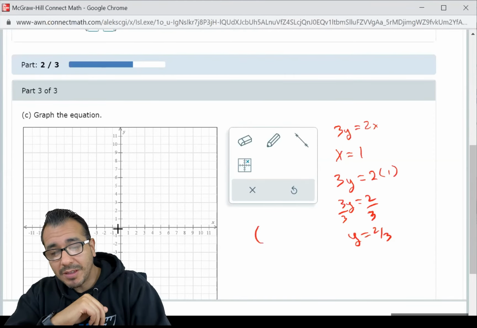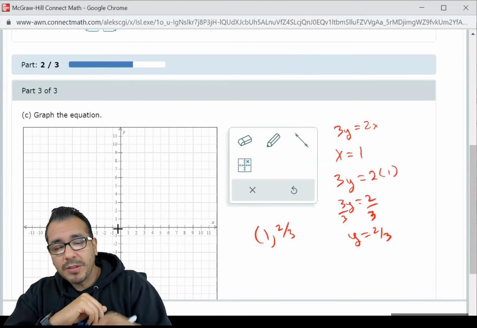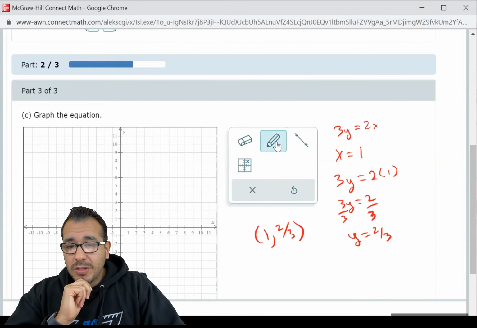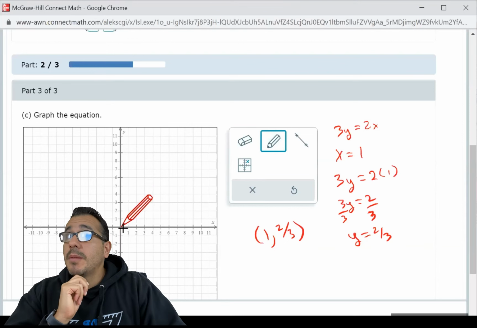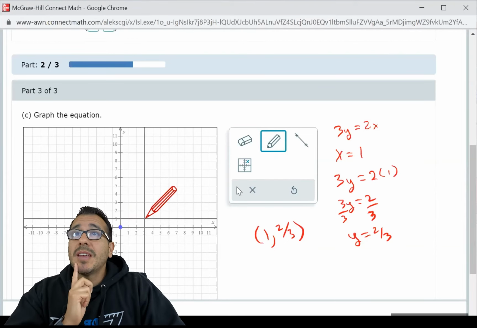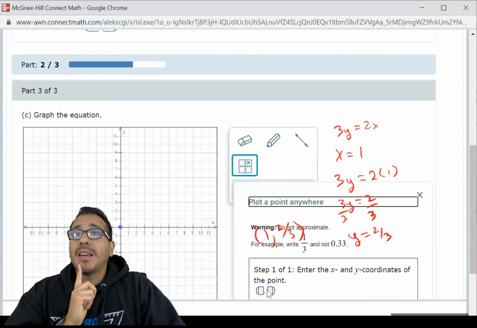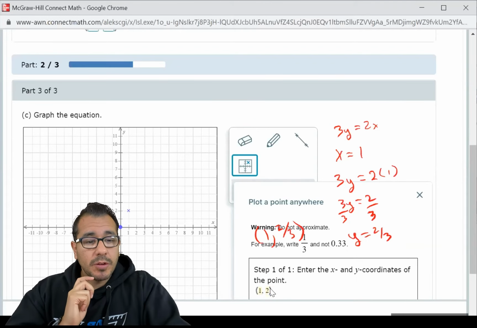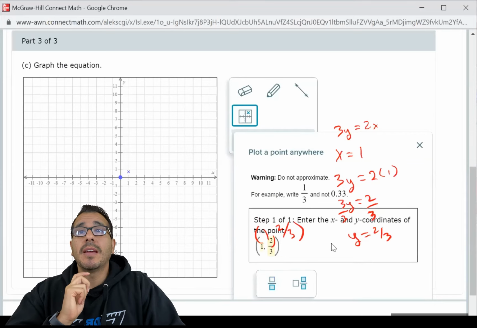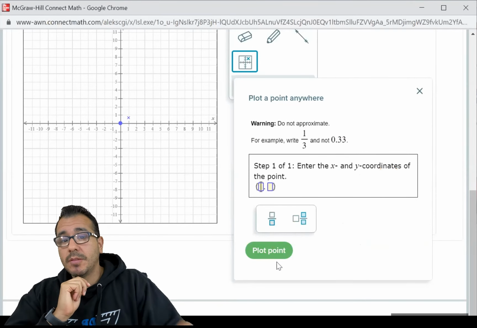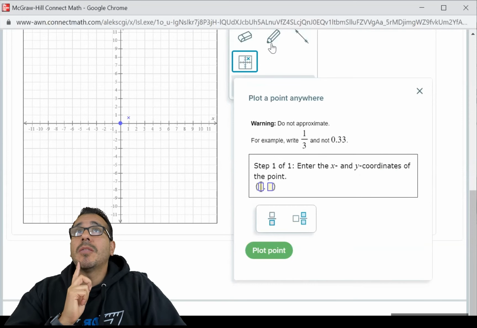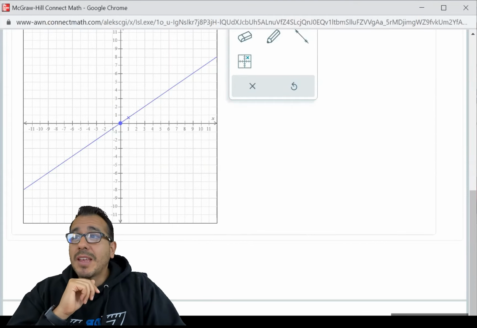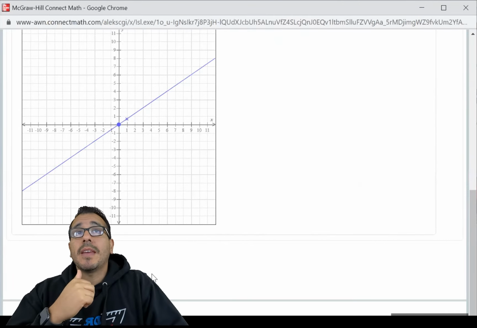So the point we just found is 1, 2/3, and we're gonna need that second point in order to graph this. All right, so let's go ahead and plot these points. So the first point was the origin, 0, 0. And our second point, we're gonna plot the point 1, 2/3. And we'll just leave it as a fraction like that. And then we'll hit plot point. Let me erase all this. All right, and there's our point. So now let's go ahead and connect those two. So there's our first point, there's our second point, and there we have it. There's our line. And we'll check our answer, and fantastic.